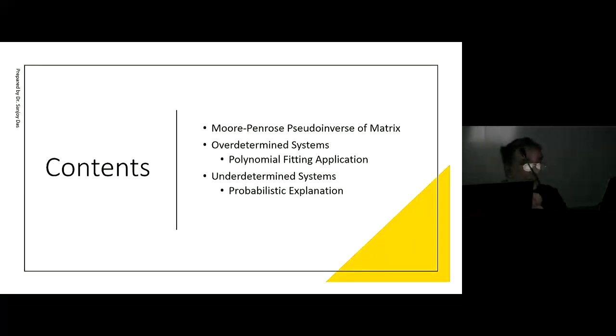So what we shall do in this lecture is I'll first give you an exposition to the Moore-Penrose pseudo-inverse, which I'll just refer to as the pseudo-inverse of a matrix. Then we'll look at overdetermined systems, I'll give you an example of where it's applied, and we'll be looking at all these in detail. And then an underdetermined system, and I'll give you a probabilistic explanation of why we take that particular approach.